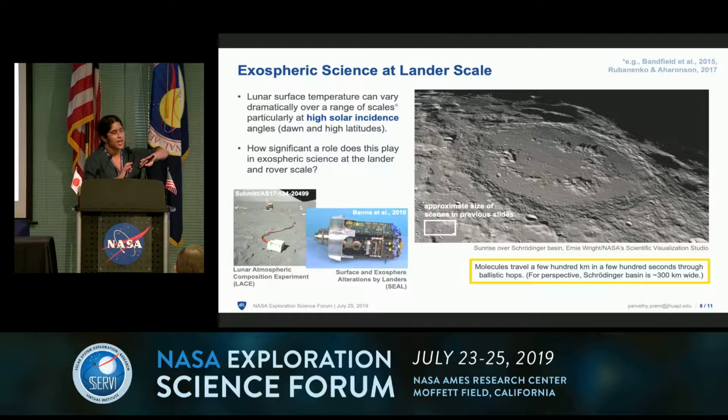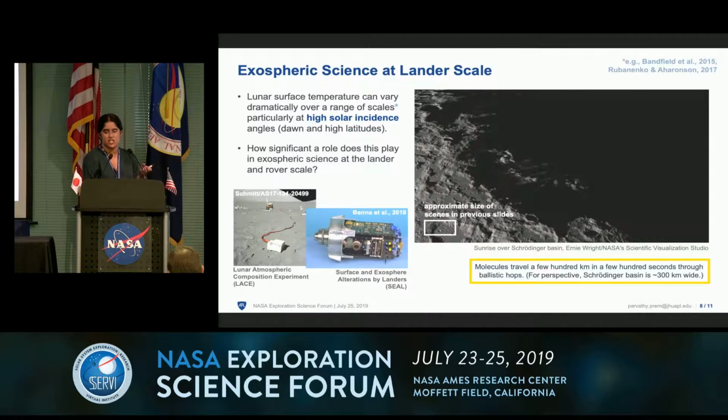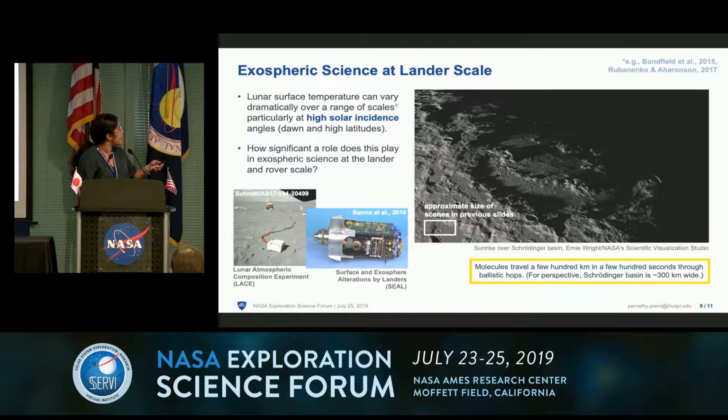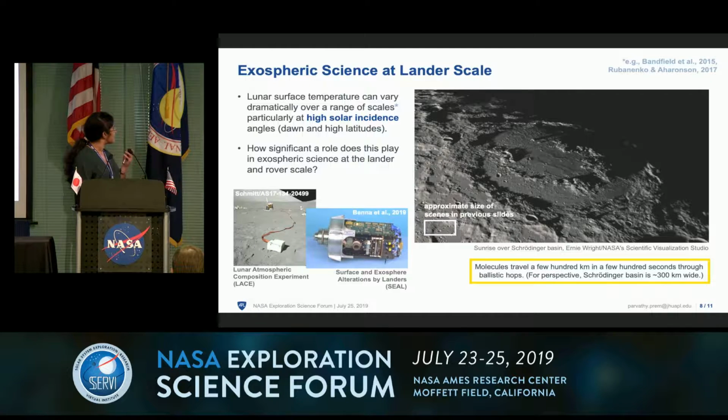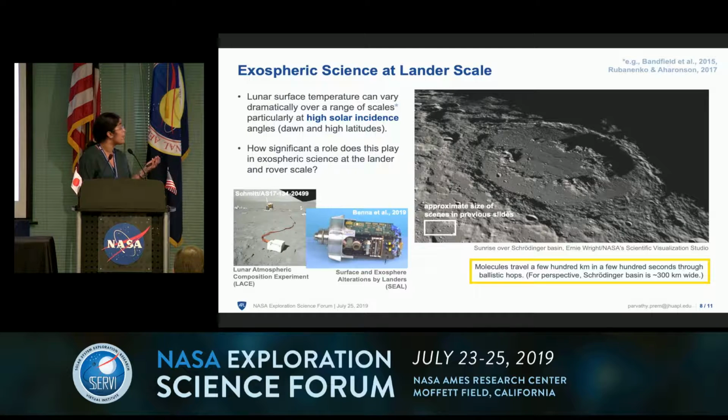And so on the one hand, we have this large scale structure we can detect from orbit. When we're at the lander scale, molecules are responding to changes in temperature that occur over extremely small scales, everywhere from the crater and basin scale right down to the millimeter scale. And so it's interesting to think about the role that plays in interpreting observations that we may soon have the opportunity to analyze again with some of the CLPS instrumentation.